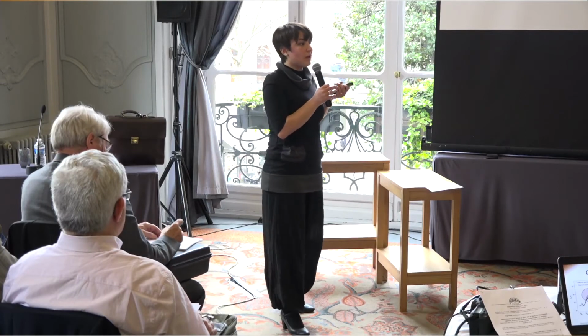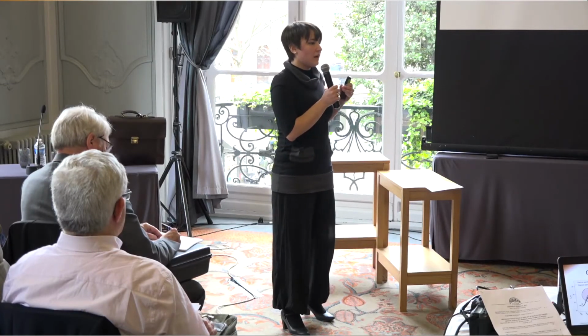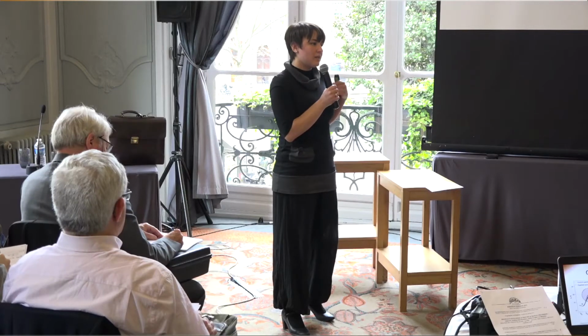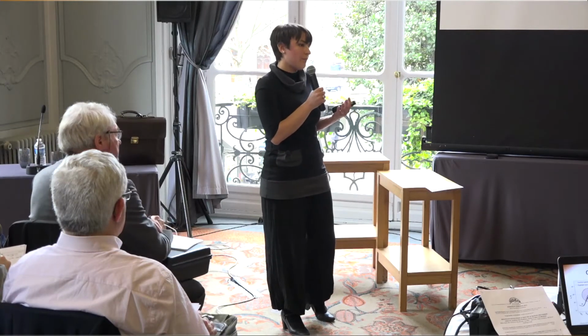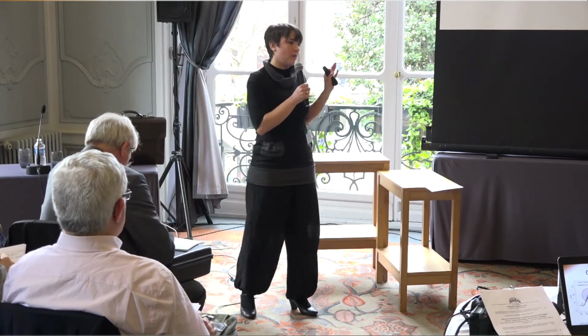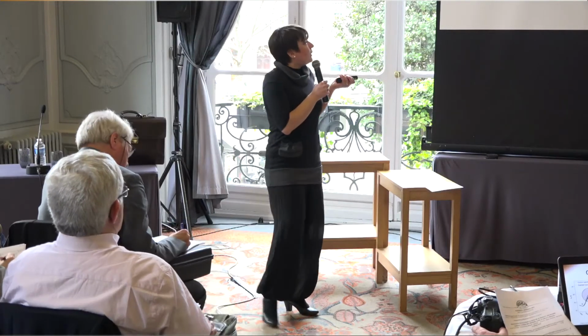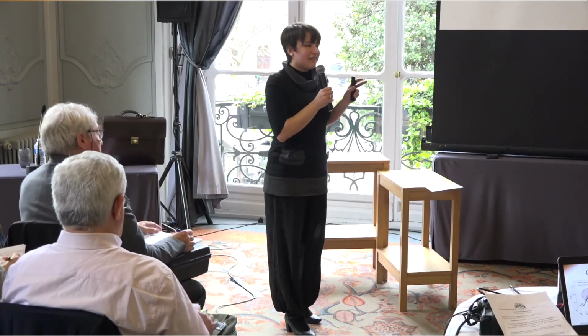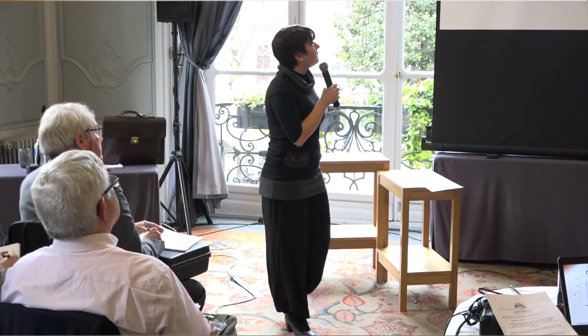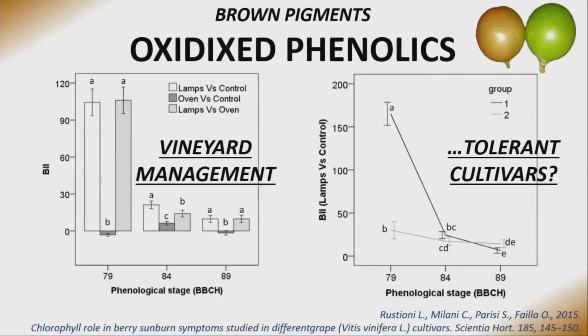So we are able to quantify how much the sunburn damage appears in the berry by an objective method. So we developed this browning intensity index, and for example, we studied the effect of temperature and light in artificial conditions, and we saw that these symptoms are mainly due to the overexcitation of the chlorophyll.